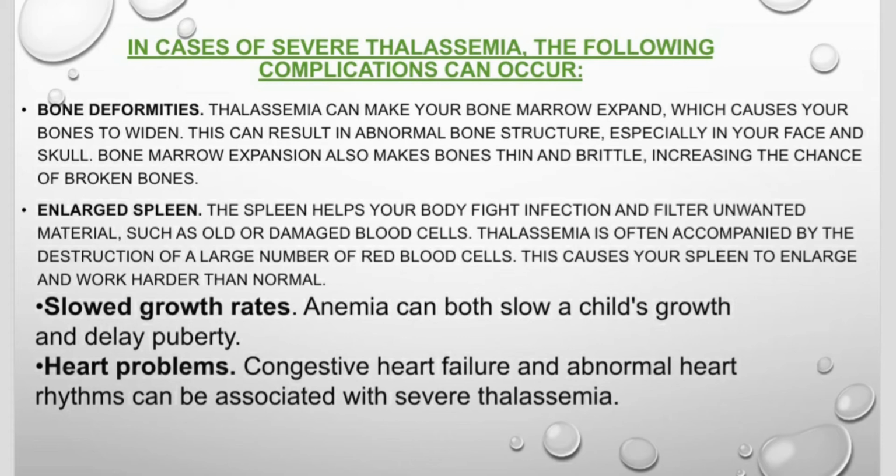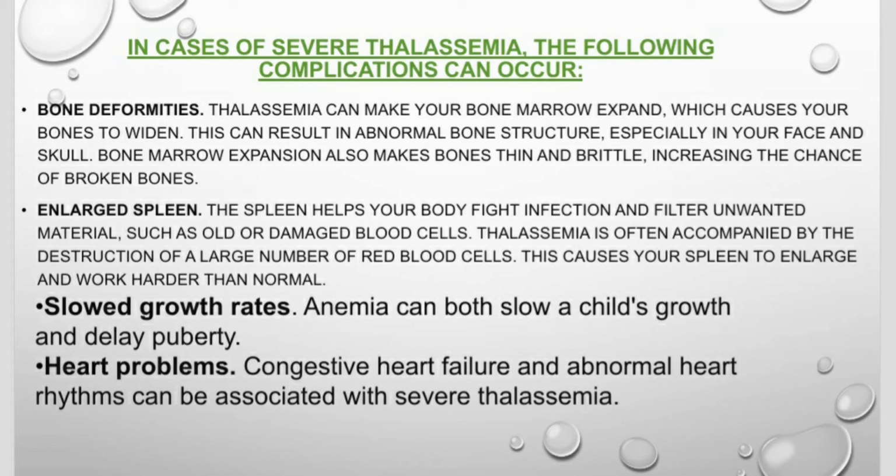Number three is slowed growth rates. Anemia can both slow a child's growth and delay puberty. That means when a person suffers from thalassemia, the symptoms of anemia can slow down the growth of a child and also delay puberty, that is your youthful age.